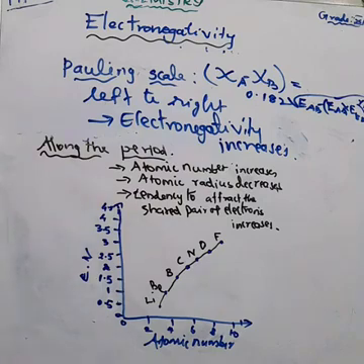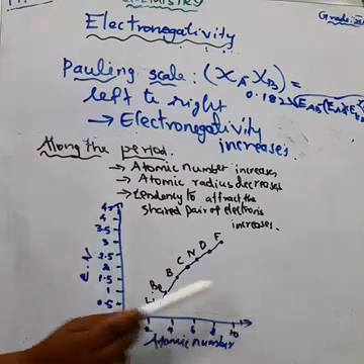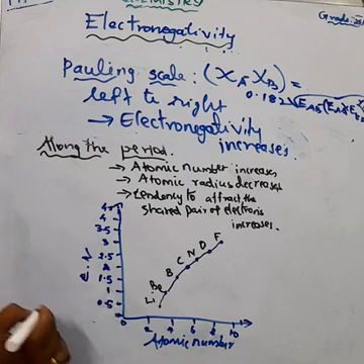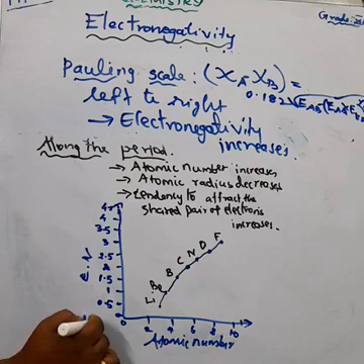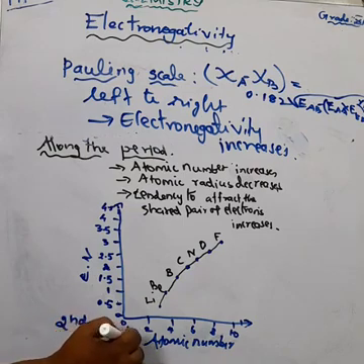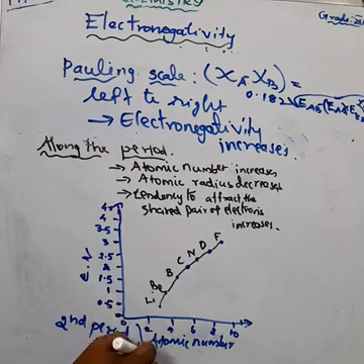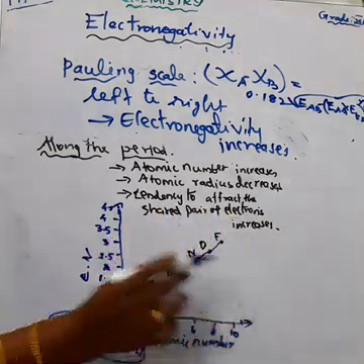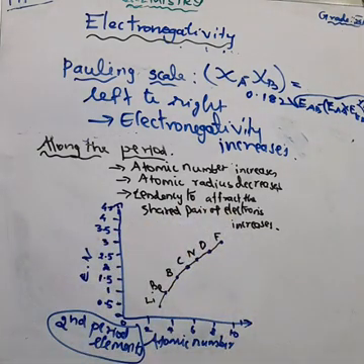Okay, one graph is given. This is the electronegativity of the second period elements: lithium, beryllium, boron, carbon, nitrogen, oxygen and fluorine. From this graph we come to know that the electronegativity increases when moving from left to right in a period. And how does the electronegativity vary in a group?